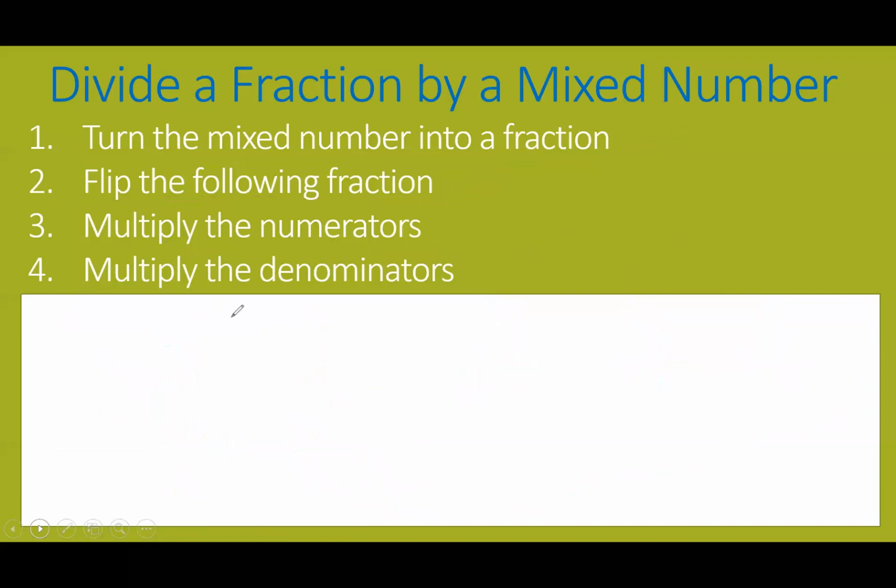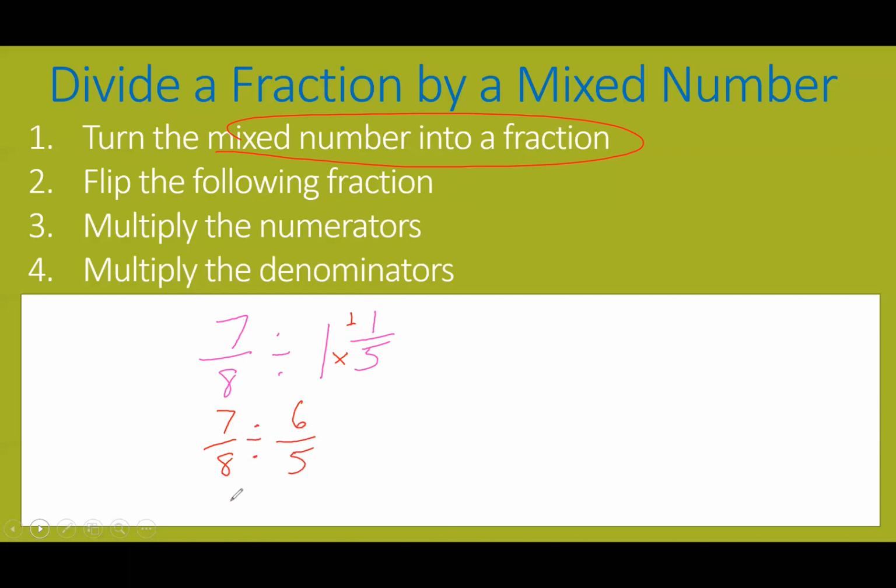All right, let's do the last one for this page. 7/8 divided by 1 and 1/5. Pause the video. Let's see what you got. 7/8 stays the same, but I have to turn this into a fraction. So this fraction becomes 5 times 1 is 5 plus 1 is 6. 6/5. And I'm still dividing. I'm still dividing because all I did was turn that into a fraction.